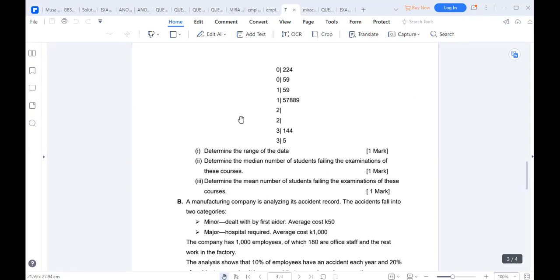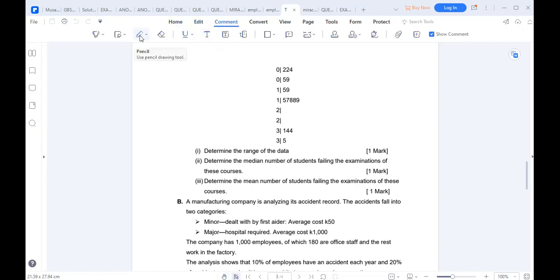So can you tell me from what you can see, what is the highest number? 35. Yes, 35. And the lowest number? 02. So to find the range, it is simply the highest number minus the lowest number. So 35 minus 2, which is 33.